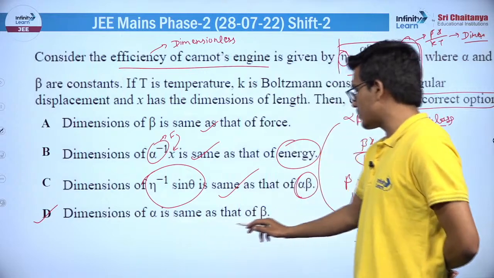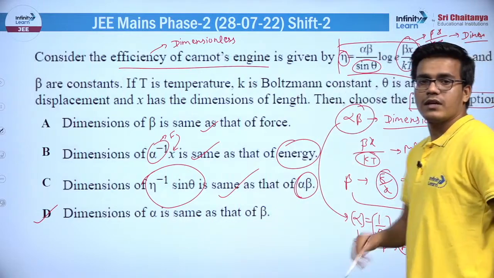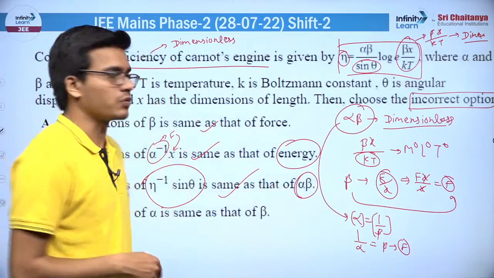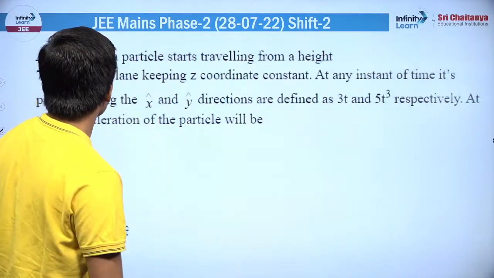Dimension of alpha is same as that of beta, they are not the same. Dimension of beta is of force and dimension of alpha is 1 by force, so both are different. Moving to the next question.